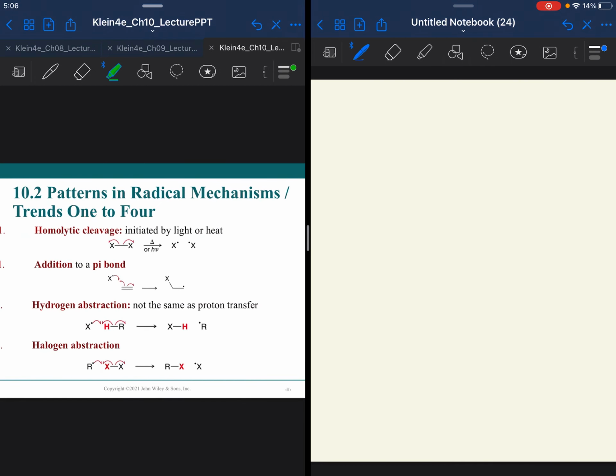One, homolytic cleavage. We've got to form a radical somehow. There's usually some sort of initiation. The delta symbol stands for heat. HV stands for light. You're going to see that quite a bit today. Then you have radicals, which are very reactive. Unpaired electrons tend to be much less stable and very reactive. So they will react with double bonds. They will react with hydrogen. They will react with halogens. And so we're going to see some of these steps in the mechanisms that we look at today.